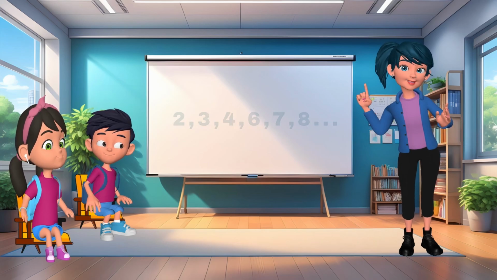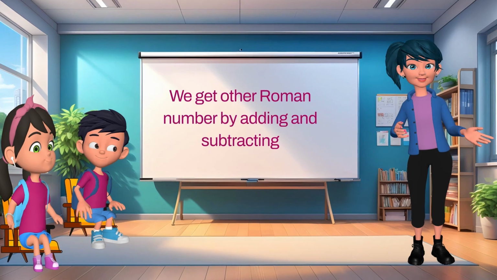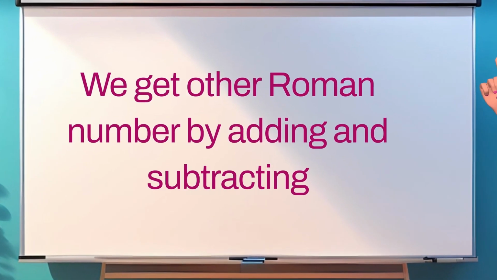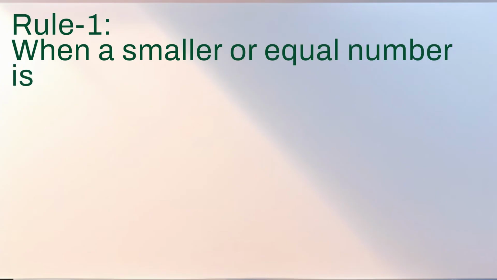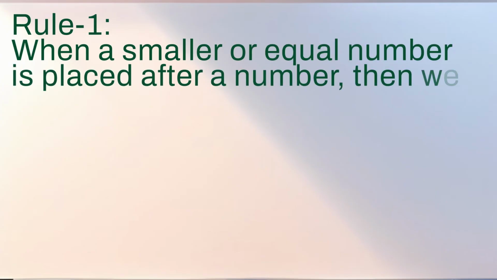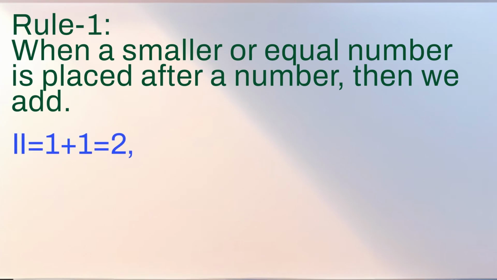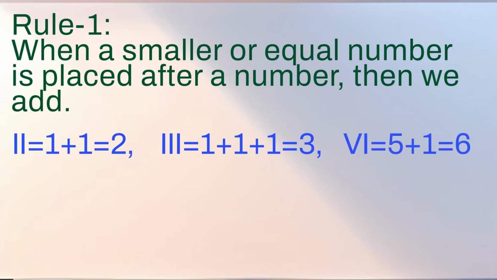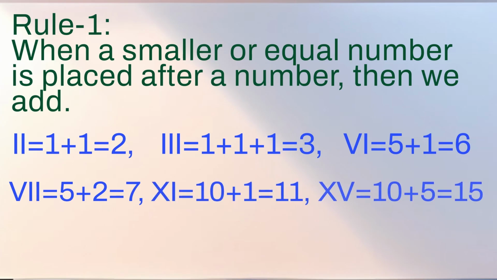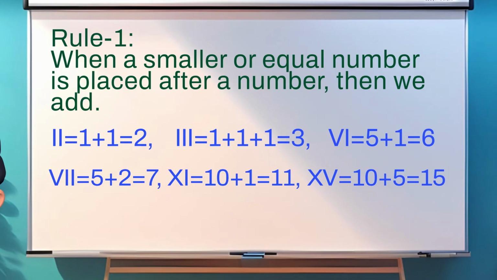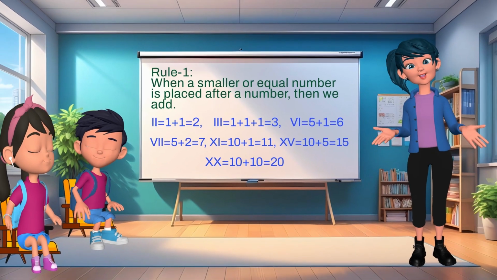Other Roman numbers are created by adding and subtracting the Roman numbers by following some rules. Rule 1. It says that when a smaller or equal number is placed after a number, then we add. That means, if we put II, we get 2, if we put III, we get 3, if we put VI, we get 6. Similarly, for VII, we get 7, for XI, we get 11, for XV, we get 15, for XX, we get 20, and so on.